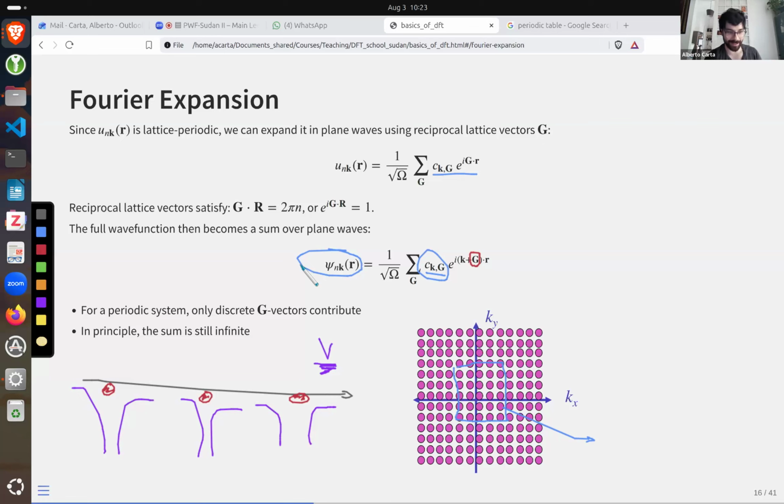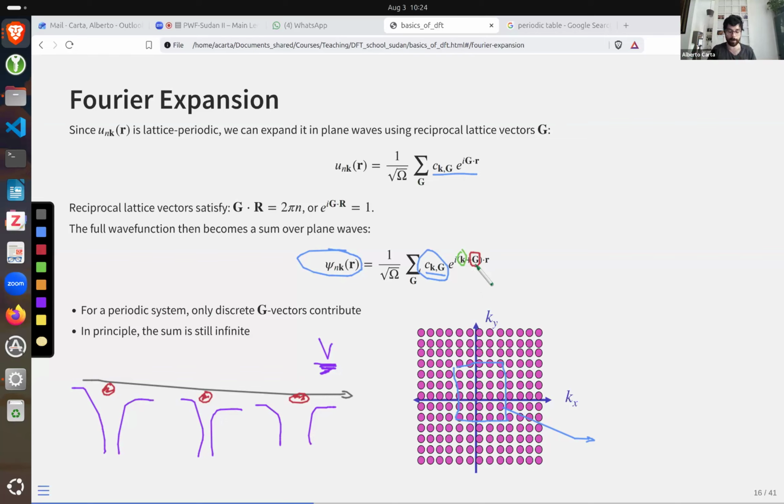Okay, so this is a very profound question, and for me, I understood it in the second or third year of my PhD. So the question is, what is the relationship between the reciprocal lattice and the Fourier expansion? Basically, the question boils down to what is the relationship between the k vector and the G vector. I'll try to give you my intuition for it, and then tell me if it makes sense.